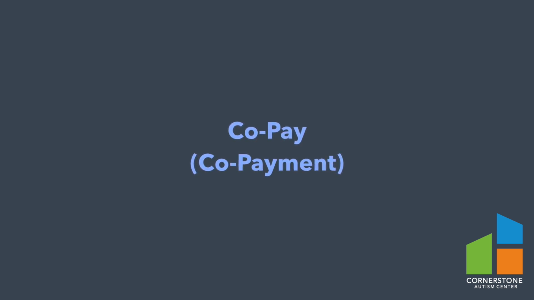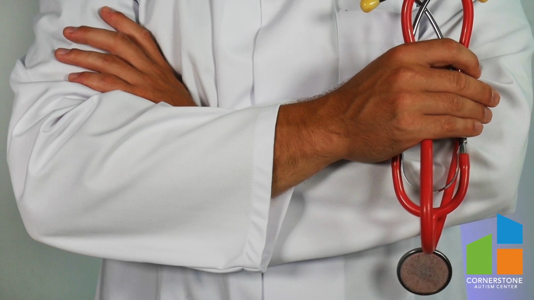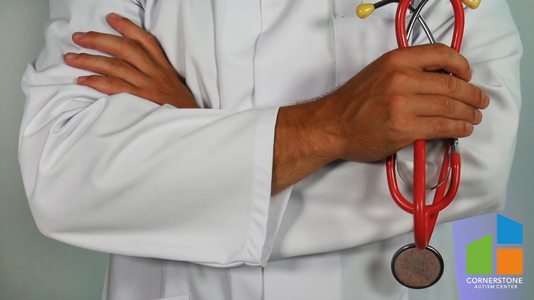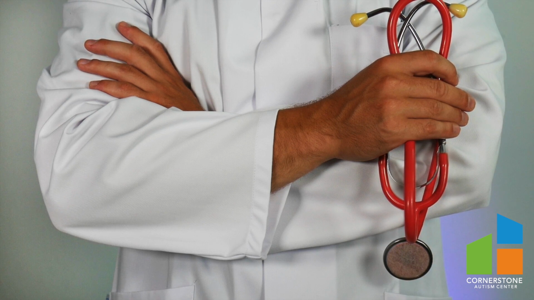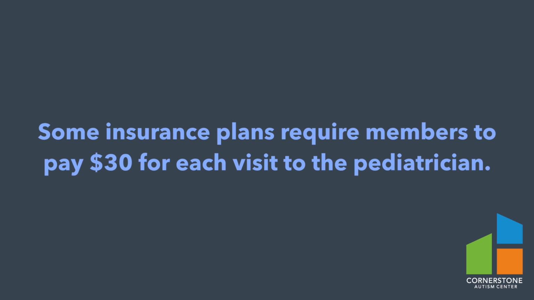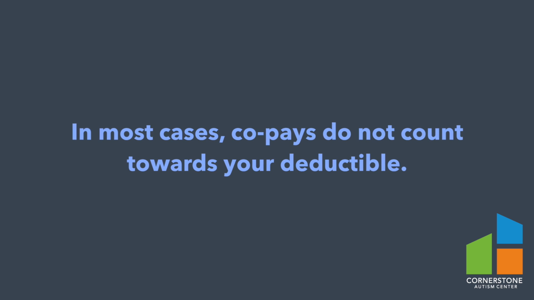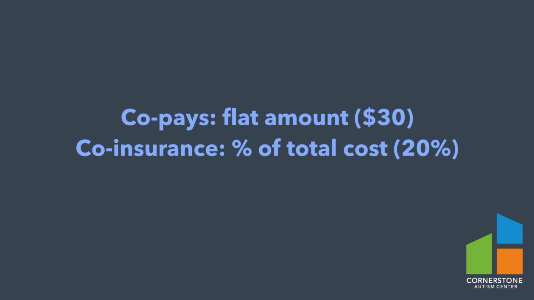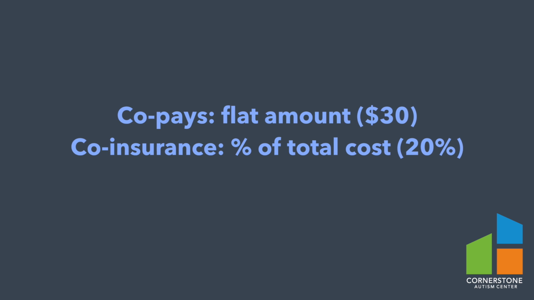Next, you should be familiar with the term copay. This is short for copayment. Most people are very familiar with this term because of regular office visits, as most doctors require a copay at each appointment. This copay will vary depending on your insurance company and your policy benefits. For example, some insurance plans require members to pay $30 for each visit to the pediatrician. In most cases, copays do not count toward your deductible. To compare, copays are a flat amount, in this example $30, while coinsurance is a percentage of the total cost, such as the previous example of 20%.